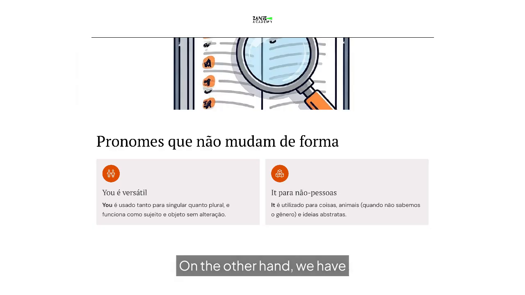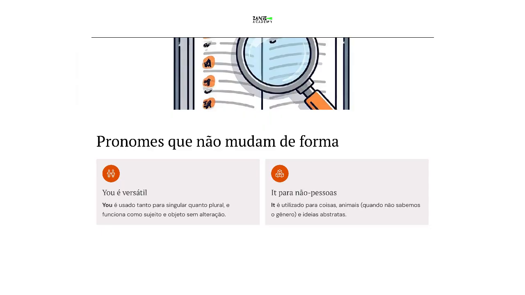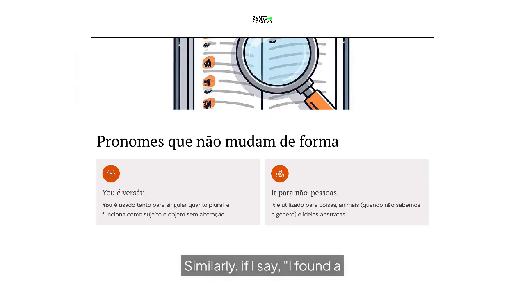On the other hand, we have the pronoun it. This pronoun serves a different purpose. We use it primarily for non-human subjects, like objects, animals whose gender we don't know, or even abstract ideas. For instance, in the sentence, "It is raining," it refers to the weather, which isn't a person at all. Similarly, if I say, "I found a cat and it is very friendly," it replaces the cat, allowing us to continue the conversation without repeating the word cat.